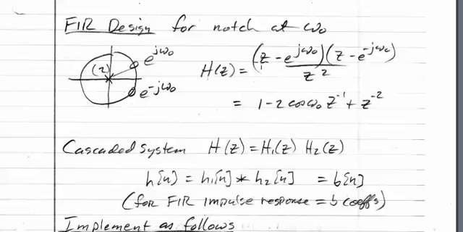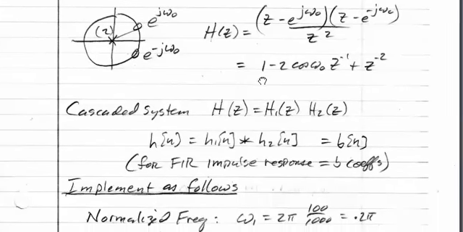So to write that in terms of H of z, we get z minus e to the j omega naught. Clearly when z equals e to the j omega naught, that's a zero. That's that zero right there. And this represents the conjugate zero. We need conjugate pairs in order to have a real filter. Then if we combine the two complex exponents using Euler's identity and divide through by z squared, we get 1 minus 2 cos omega naught z to the minus 1, plus z to the minus 2. So that's a basic FIR notch filter.